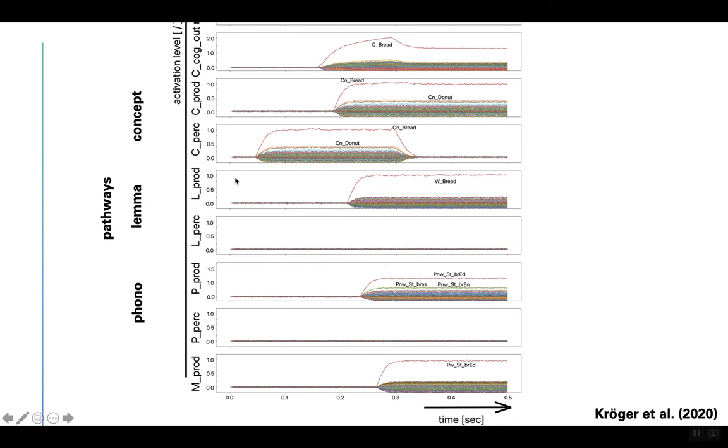So we have some more buffers, which more or less mainly describe the pathways, the perception and production pathways. The concept level on the production side and on the perception side, the lemma level on the production side and on the perception side, and the phonological level on the production side and on the perception side. And for the production side, last but not least, we show the activity of the motor level.